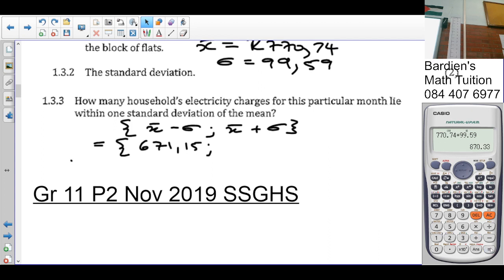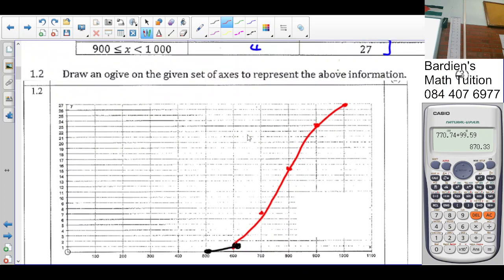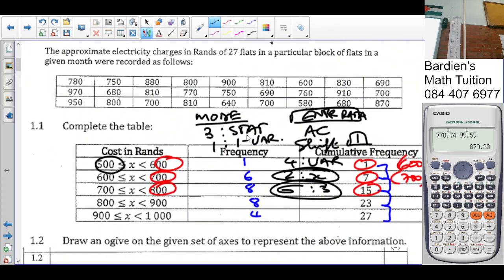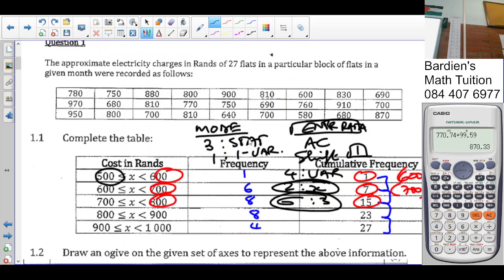That gives you 870.33. So what we do is we count how many values lie within this range. Okay. So what is the range again? 671 and 870 comma something, no?